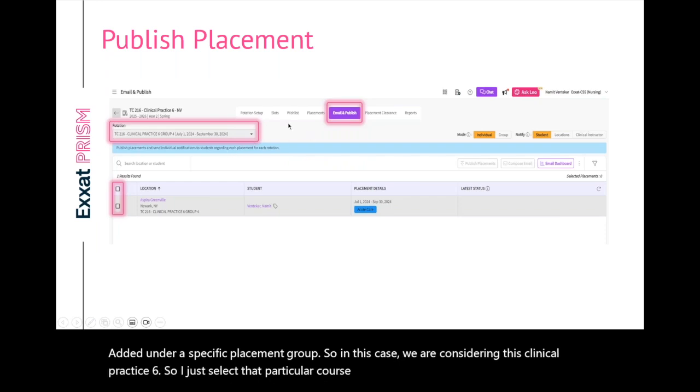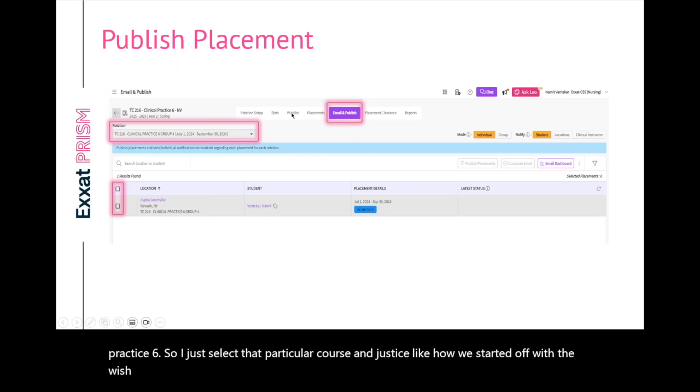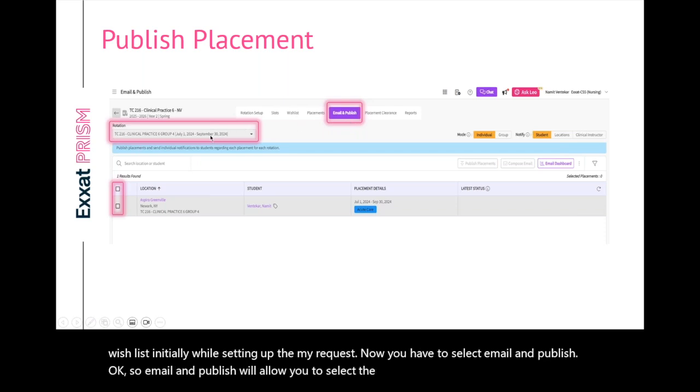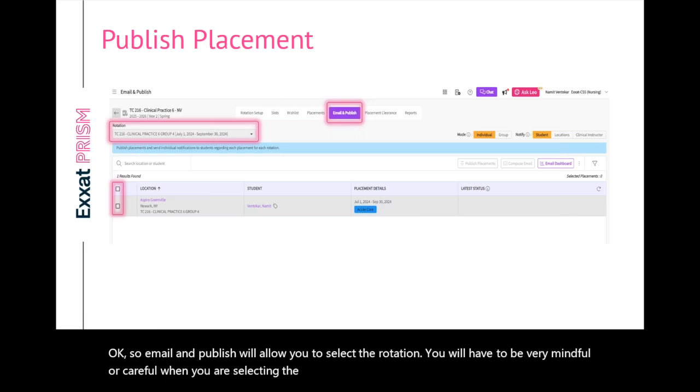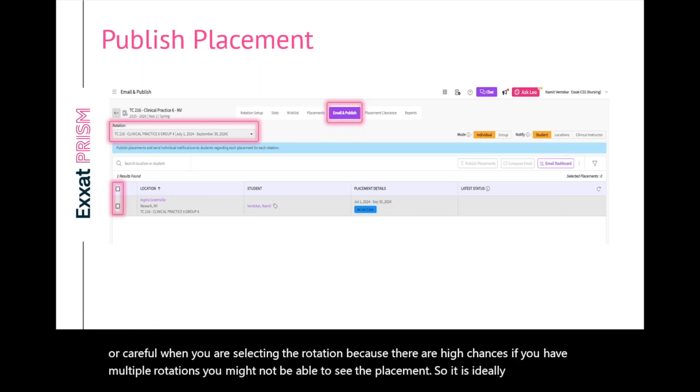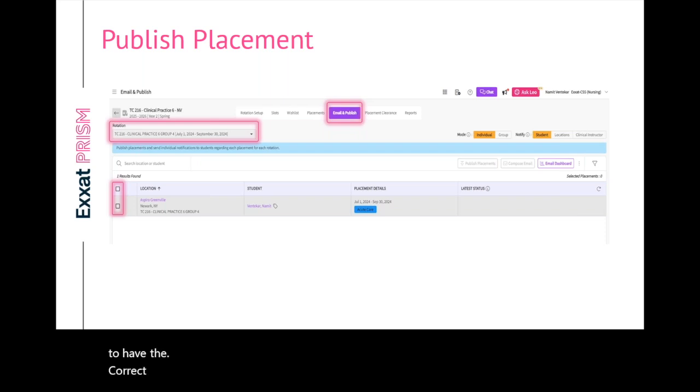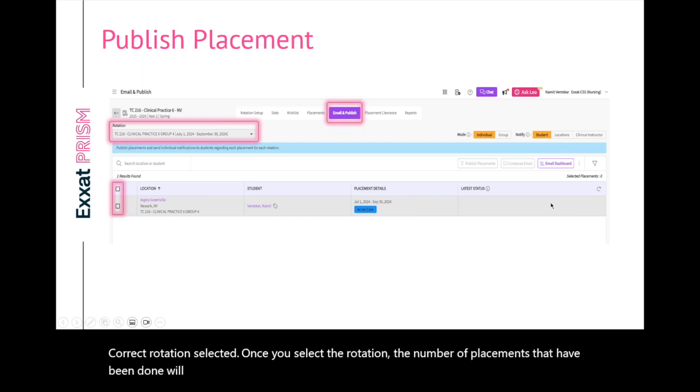And just like how we started off with the wish list initially while setting up the my request, now you have to select email and publish. Okay, so email and publish will allow you to select the rotation. You will have to be very mindful or careful when you're selecting the rotation, because there are high chances if you have multiple rotations, you might not be able to see the placement. So it's ideally recommended to have the correct rotation selected. Once you select the rotation, the number of placements that have been done will start populating on the screen right here.